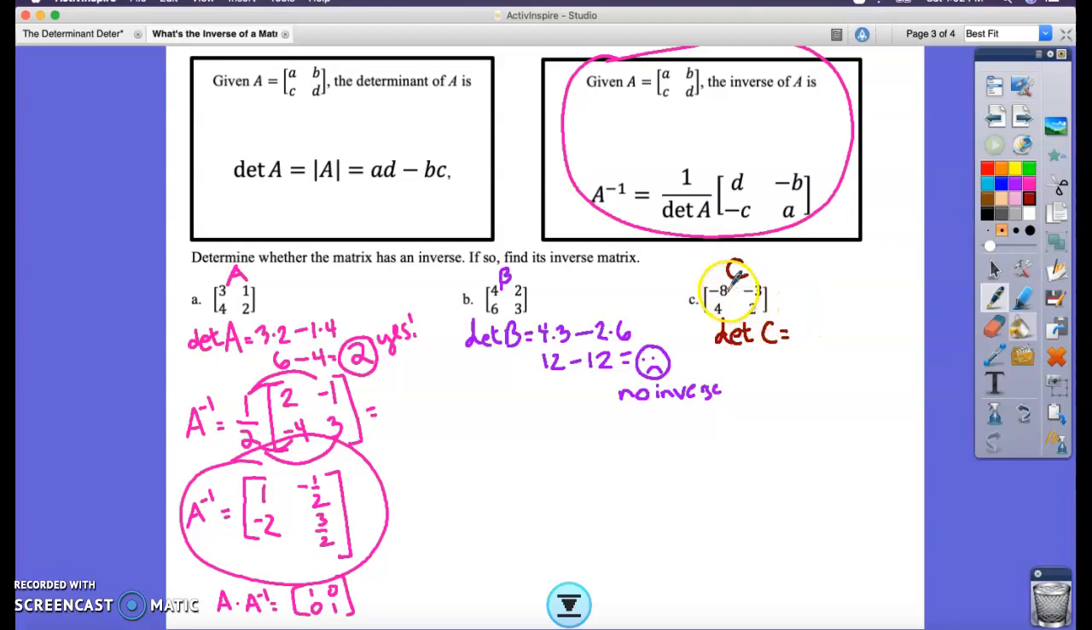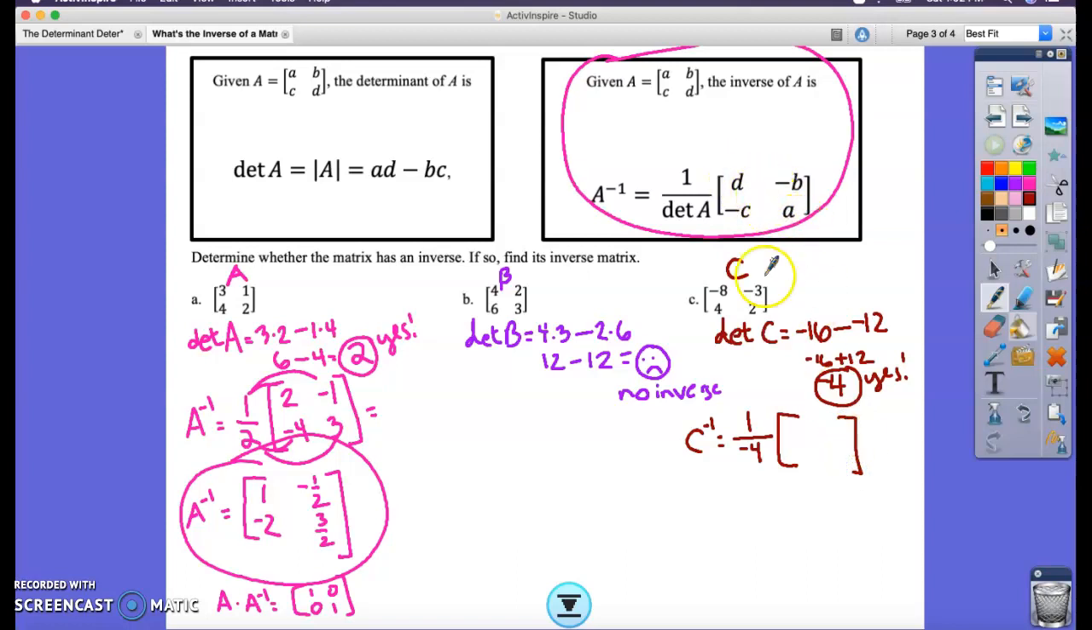I'd prefer you to. All right, negative 8 times 2 is negative 16 minus negative 3 times 4 is negative 12. Two negatives make a positive, so it becomes negative 16 plus 12, which is negative 4, which means, yes, I keep going, and I use this formula. Remember, I'm replacing this with C. So C inverse is going to be 1 over negative 4, 1 over the determinant of C, which is negative 4. And now I'm going to move things around.